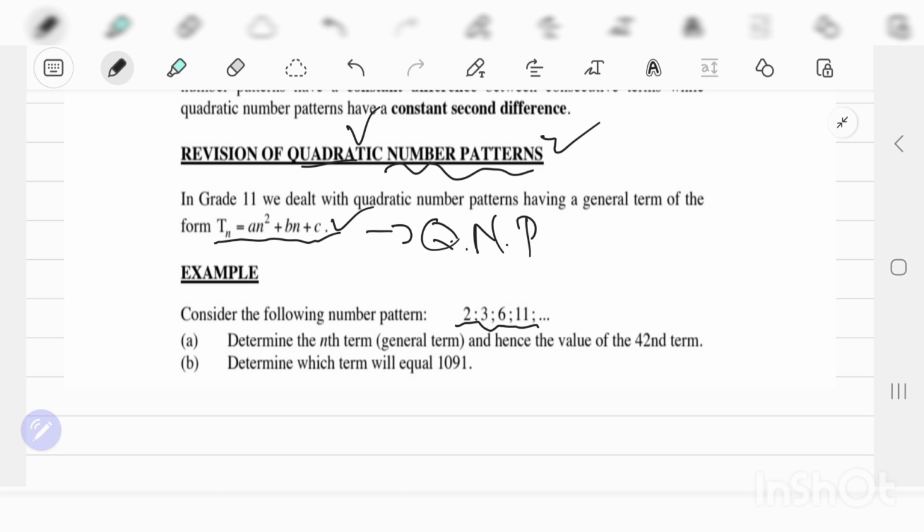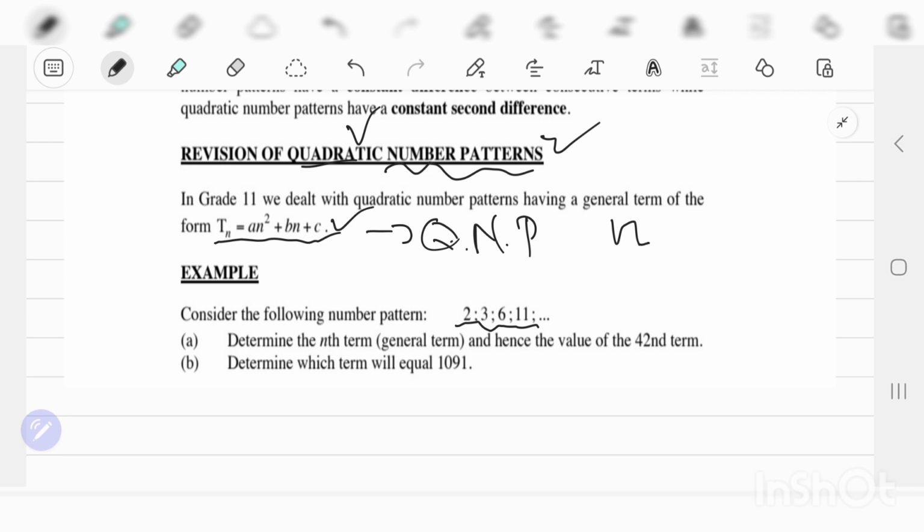Another thing I'm going to observe is that a general term of a pattern always consists of n. But in this case we now have the a, then b, and then c. So what does a mean? What does b mean? What does c mean? They literally tell us the behavior of this pattern, like a quadratic graph, a parabolic graph.